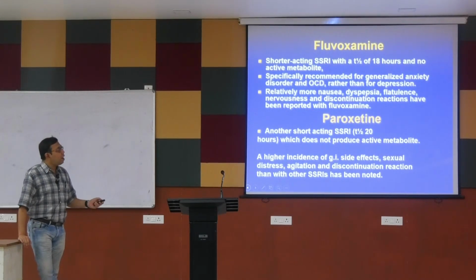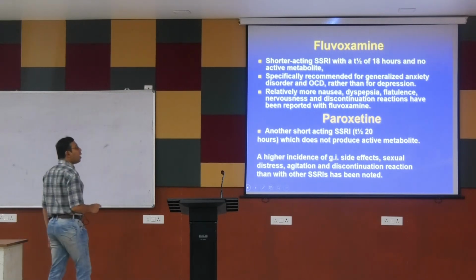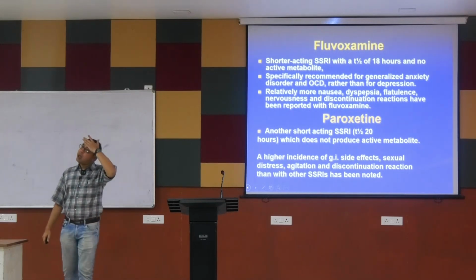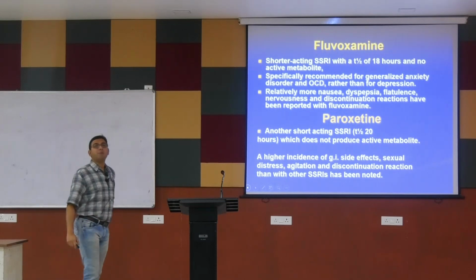Fluvoxamine is a shorter-acting SSRI. T-half is lesser, 18 hours. Fluvoxamine is now specifically recommended for generalized anxiety disorder, and it is most commonly used now in OCD, obsessive compulsive disorder.